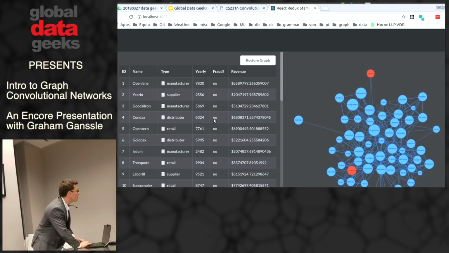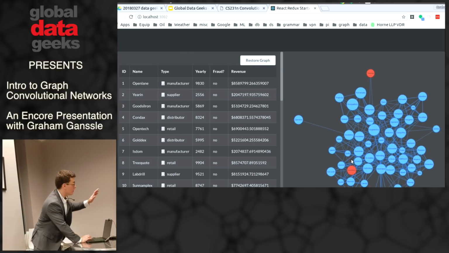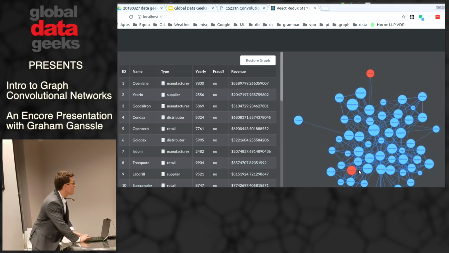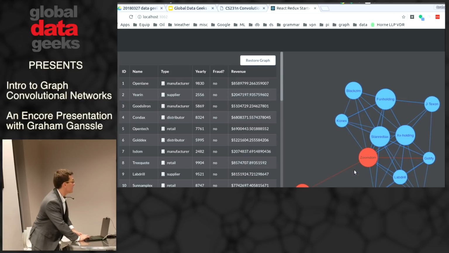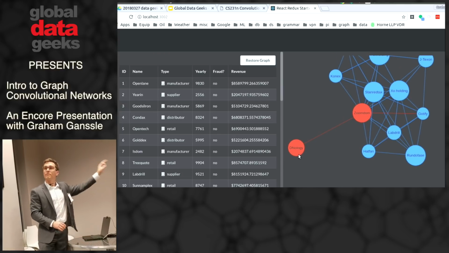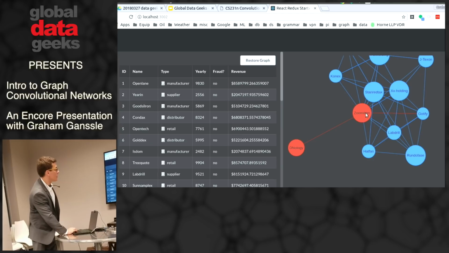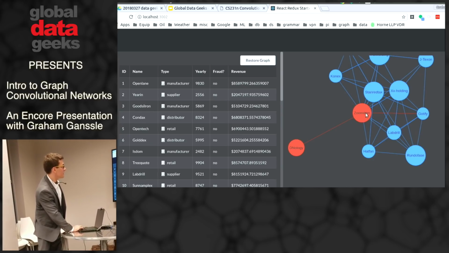So we've labeled a couple of instances here. All the blue ones are businesses that are not related to fraud. These red ones are entities that we have determined are related to fraudulent transactions.